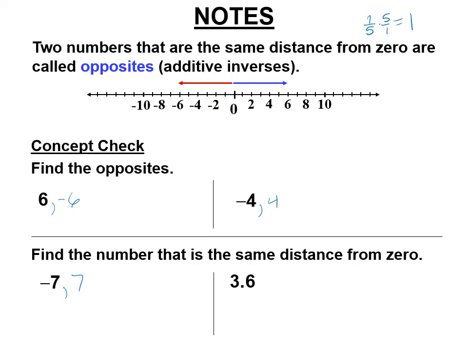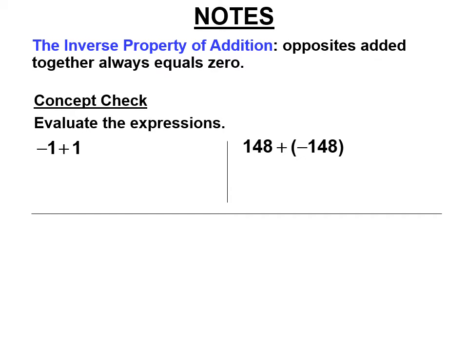What's the same distance from 0 as 3.6? Negative 3.6, negative 3 and 6/10. Those are opposites. Those two questions are basically asking the same thing. What's an opposite? What's the number that's the same distance from 0?